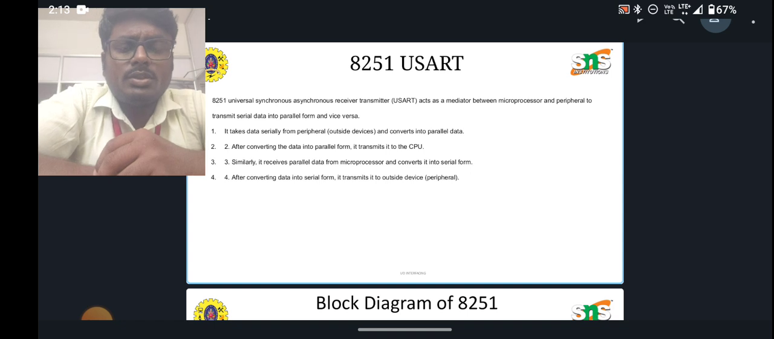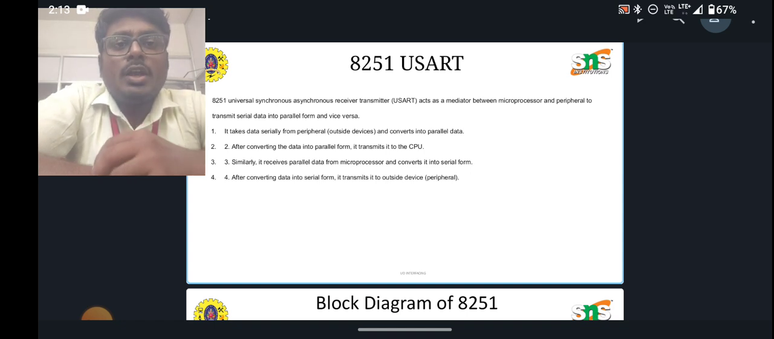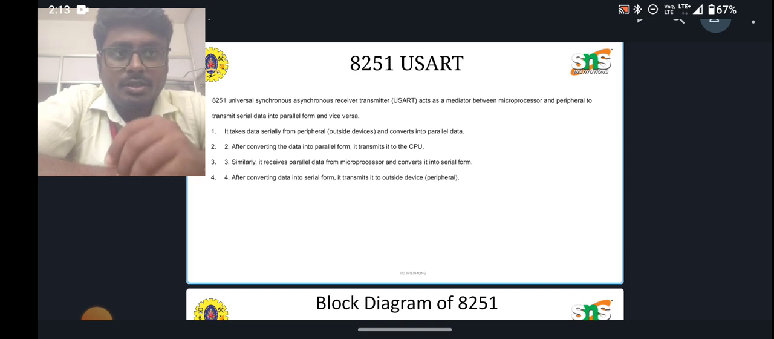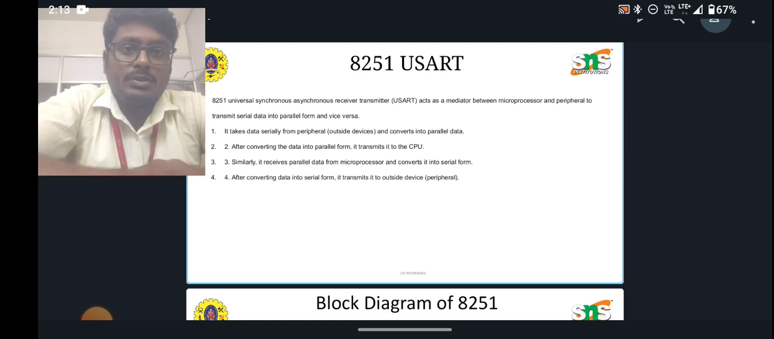Today, we are going to see the topic of the 8251 universal synchronous and asynchronous receiver transmitter, called USART. It acts as a mediator between the microprocessor and the peripheral to convert serial data into parallel form and vice versa.